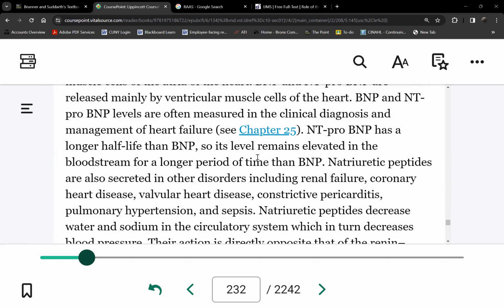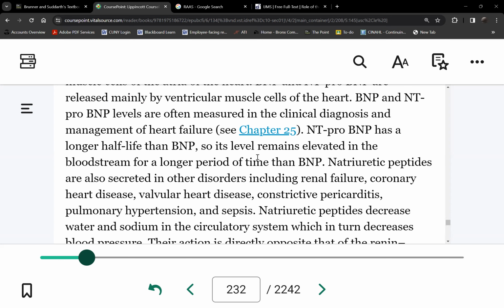One, it has the effects opposite of aldosterone. So instead of causing vasoconstriction, this will cause vasodilation. Instead of conserving or reabsorbing sodium and water, this will cause diuresis. Okay, so instead of reabsorbing water and sodium, this thing will cause diuresis. So what will this do to fluid status? It will decrease fluid volume.